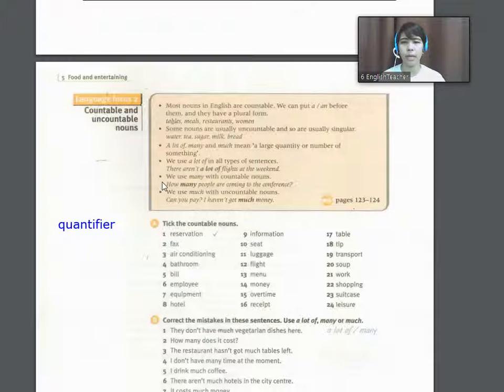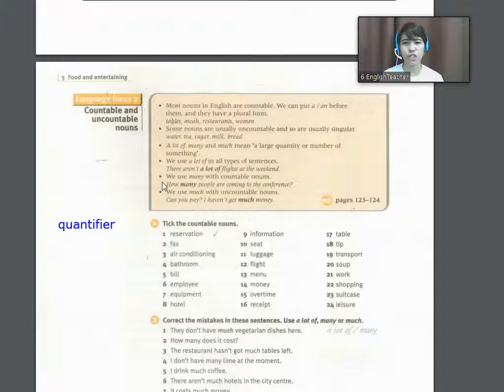Okay, next bullet point. We use many with countable nouns. So when we say many, it is about countable nouns. We use it only for countable nouns. For example, how many people are coming to the conference? How many chairs are there in the room? So people, chairs, tables, we can count them. That's why we have to use many.